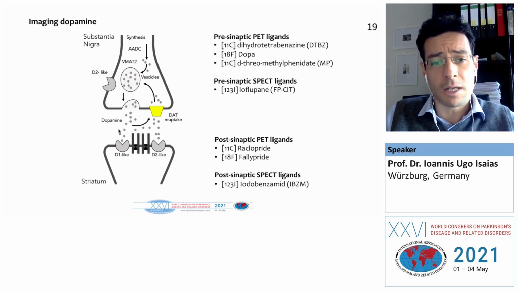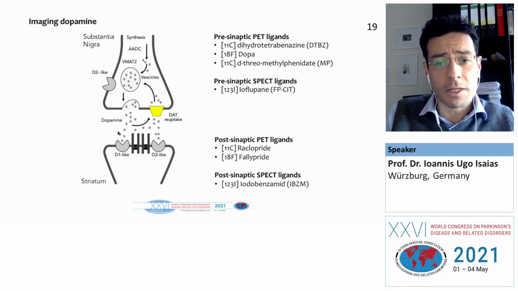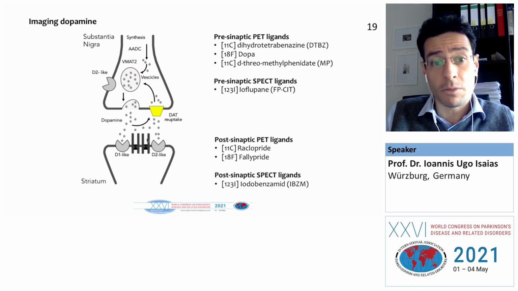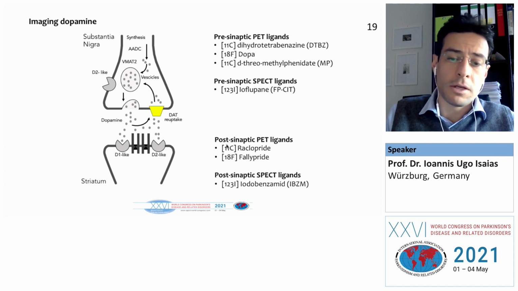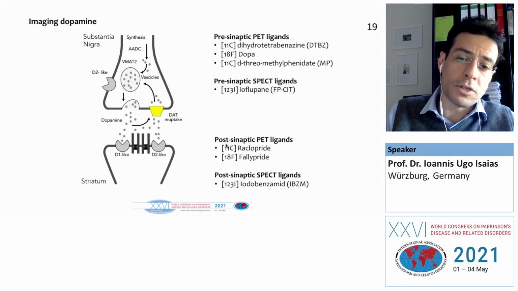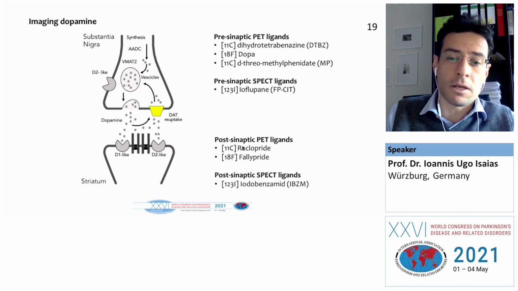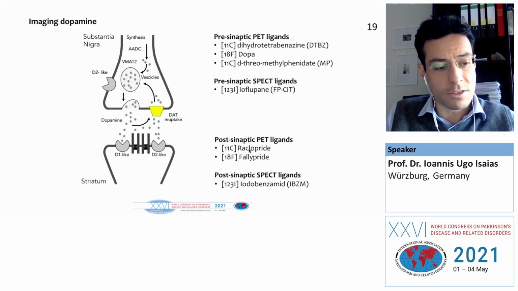in the synaptic cleft. At the postsynaptic level, we also have quite valuable ligands like raclopride or fallypride targeting D2, D3 receptors. The difference between the two, as you can see here, is the radioactive atom, which is carbon or fluorine. This makes a difference in terms of the kinetics of the radioligand. Raclopride has an annihilation time of minutes, fallypride of hours.